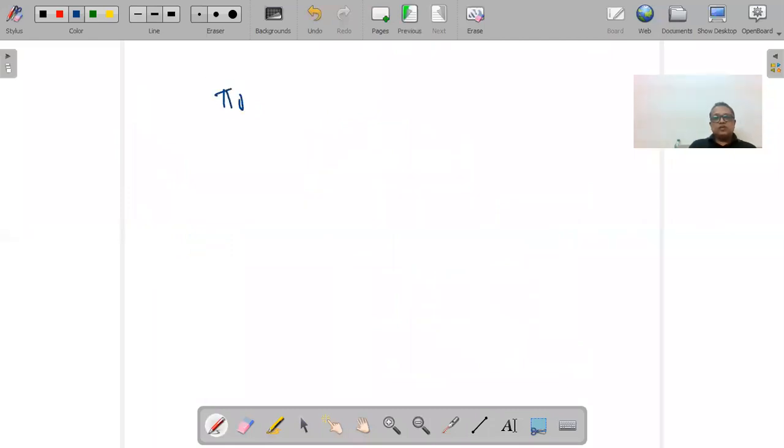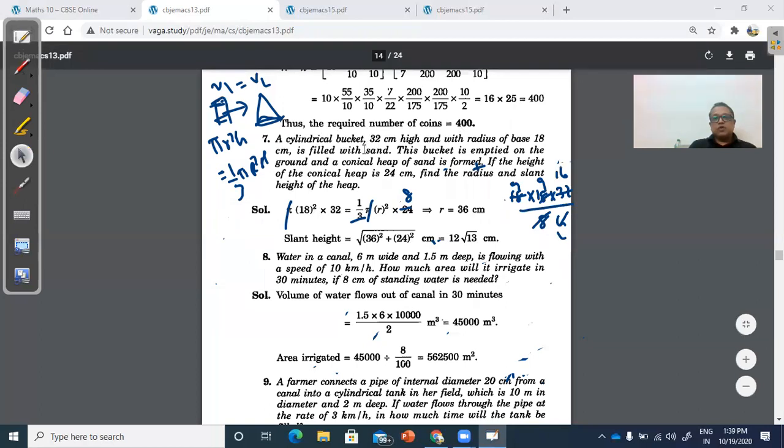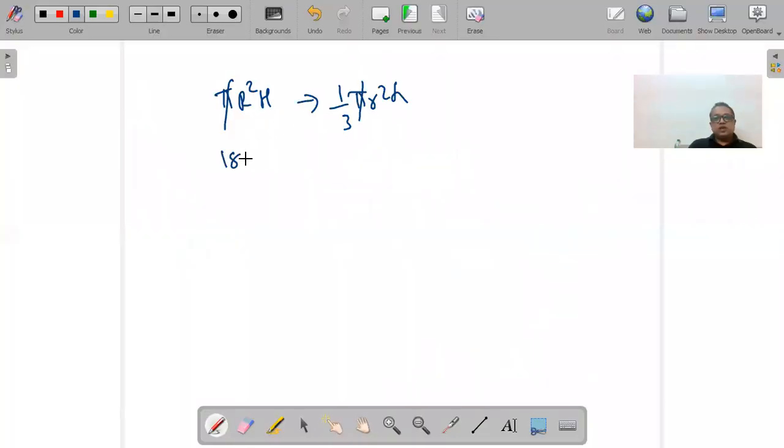So as I said, pi r square h will be equal to 1 by 3 pi r square h. I am putting this, so pi is getting cancelled. And what is happening? The height of the bucket is 32, radius is 18. So 18 into 18 into 32 is equal to 1 by 3 r square.